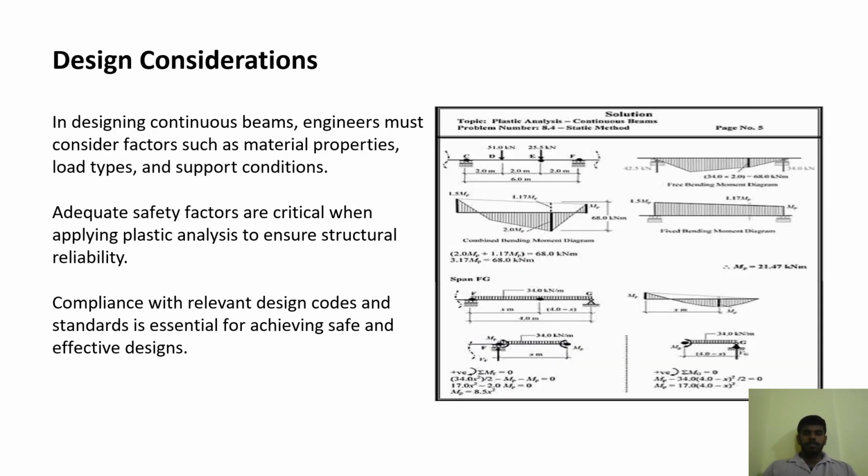Design considerations. In designing the continuous beam, engineers must consider factors such as material properties, load types, and support conditions. Adequate safety factors are critical when applying plastic analysis to ensure structural reliability. Compliance with relevant design codes and standards is essential for achieving a safe and effective design.